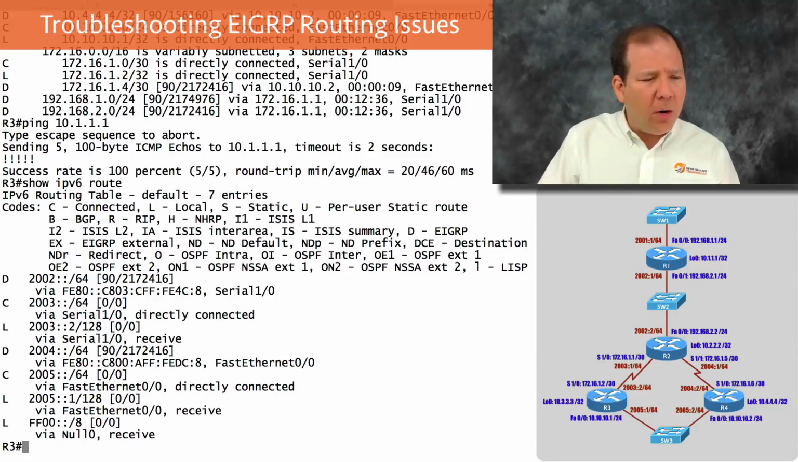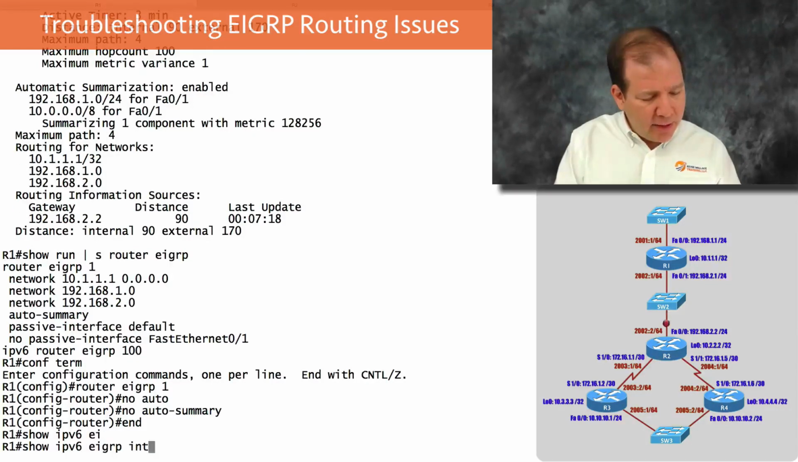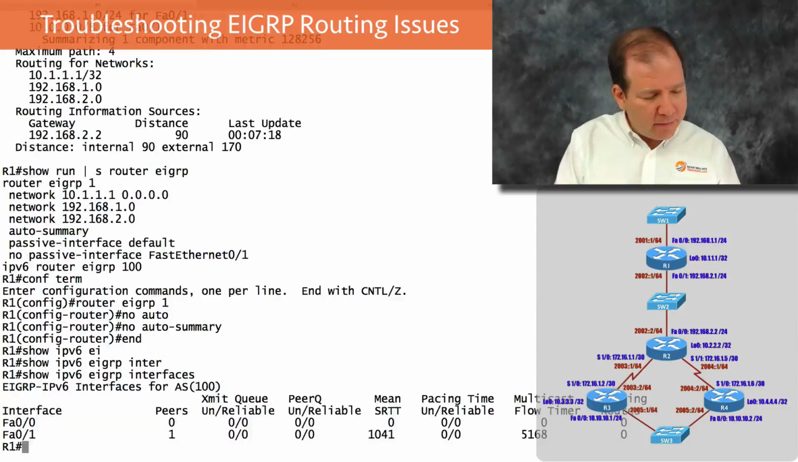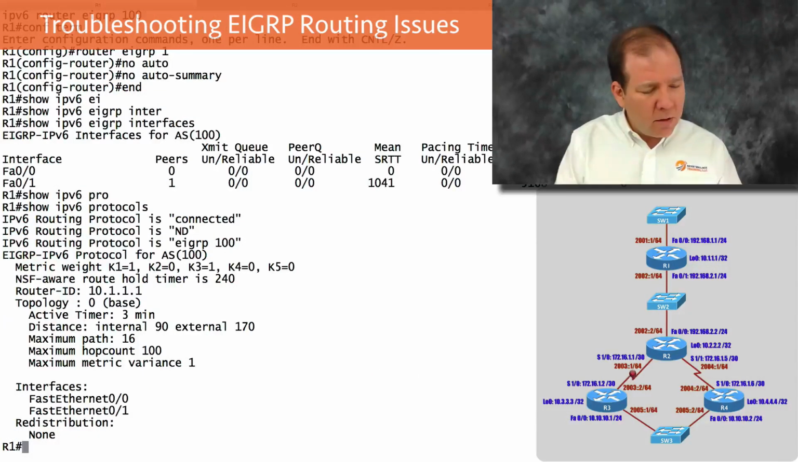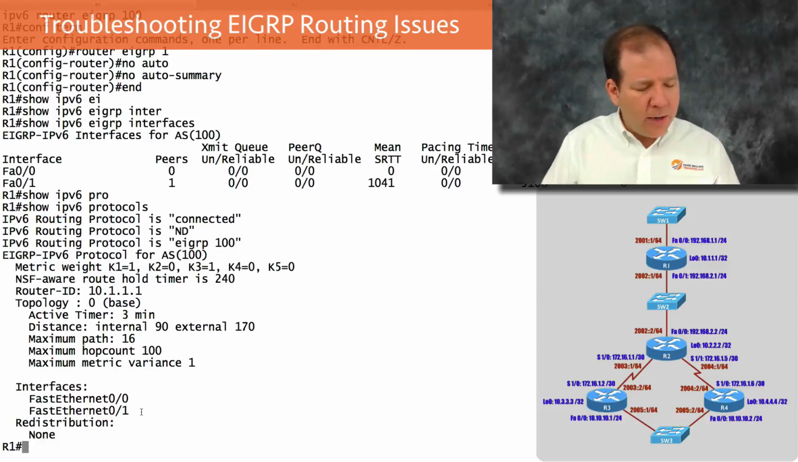Let's go to router R1 and just verify that that interface is participating in EIGRP for IP version 6. Let's do a show IPv6 EIGRP interfaces command. It is. If I do a show IPv6 protocols, we see that that interface is participating. In fact, both of my Fast Ethernet interfaces are participating. Why do you think it's not working?